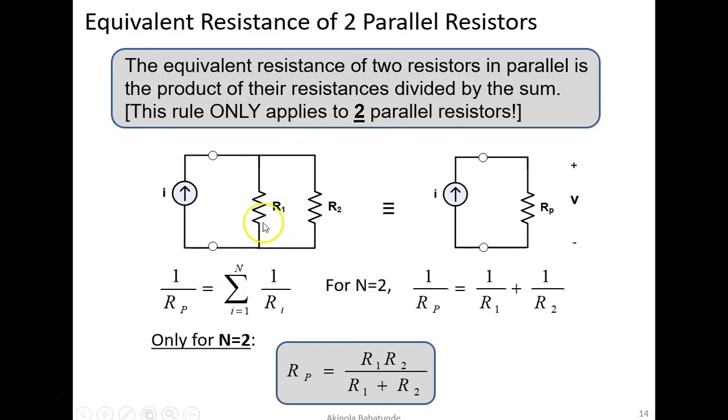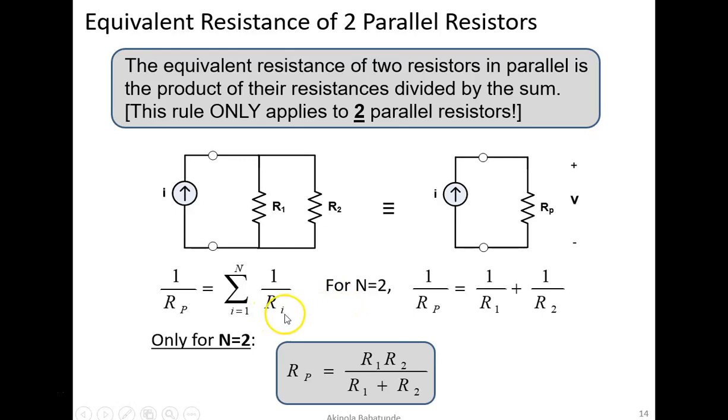This is a circuit with 2 resistances, R1 and R2, and then we have our current source. The equivalent will be Rp. We had said that 1 over Rp would be equal to the summation of all the inverses of the resistances in the circuit. In this case, we have just two of them. So 1 over Rp will be equal to 1 over R1 plus 1 over R2, because there are just two resistances in the circuit. If you rearrange this and cross multiply, this gives you Rp equal to R1 R2 divided by R1 plus R2. This is only applicable to circuits with two resistors in parallel.